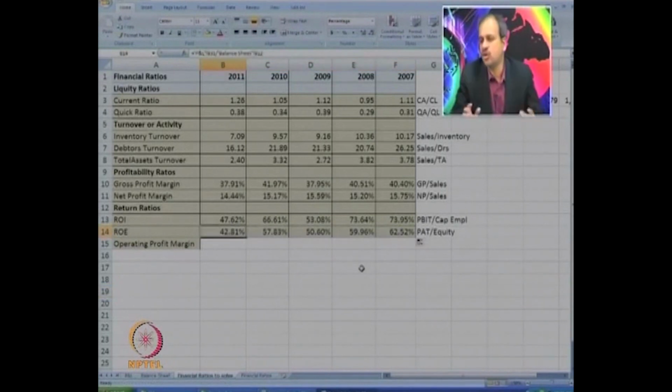So, you can see this also has fallen. Earlier it was about 62%, now it has gone down to 42%.